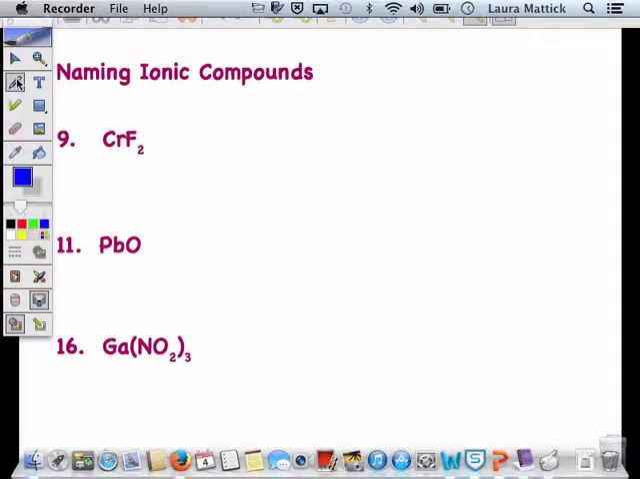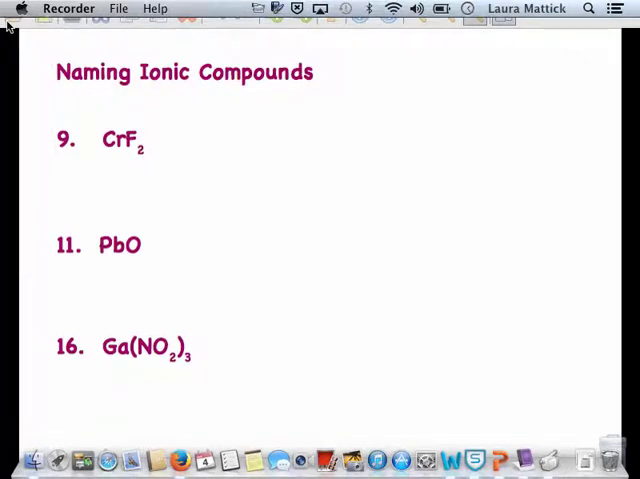To start, we're learning how to name ionic compounds. We're going to go through how to name the 3 types of compounds, and then you're going to have another video that's going to show you how to write formulas for the type of compounds. So you have the rules for naming ionic compounds. Here we're just going to do a few examples. If you notice, the numbers are the exact numbers on your worksheet.